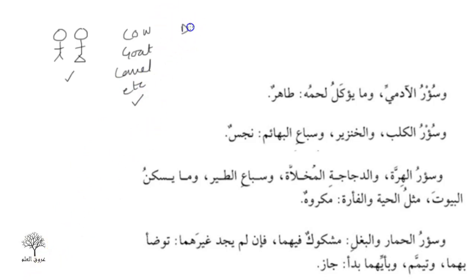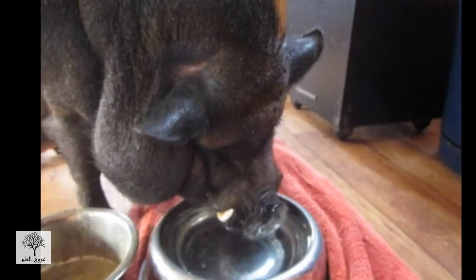Right, what other animals are there? Animals like dogs. Can we eat dogs? Pigs. Can we eat pigs? Siba al-baha'im, predatory animals. Can we eat those? Oops, it's supposed to be animals, not birds. Predatory animals. We cannot eat any of these.